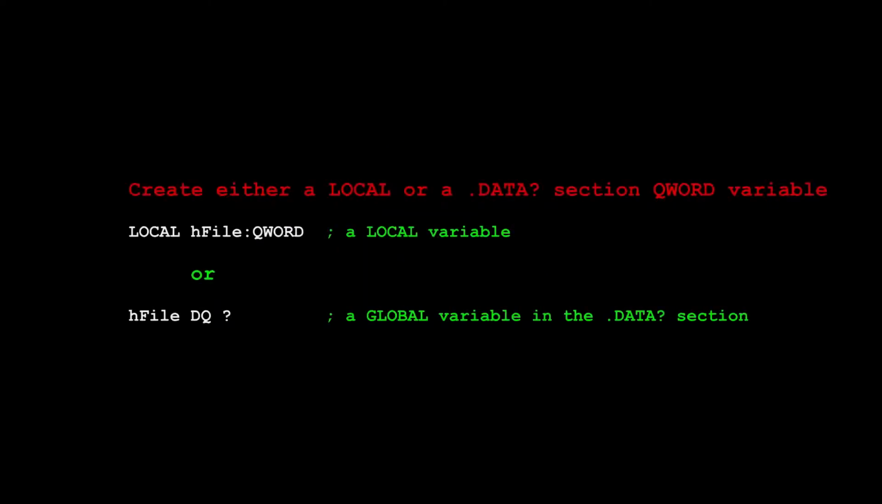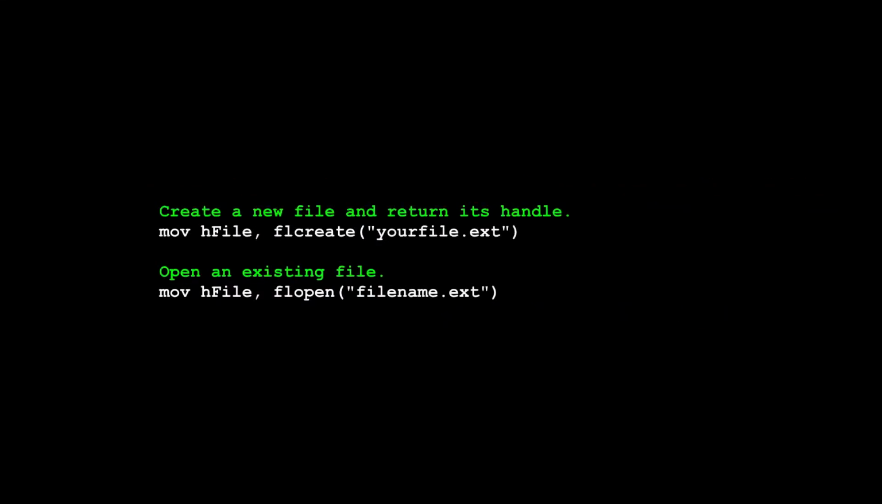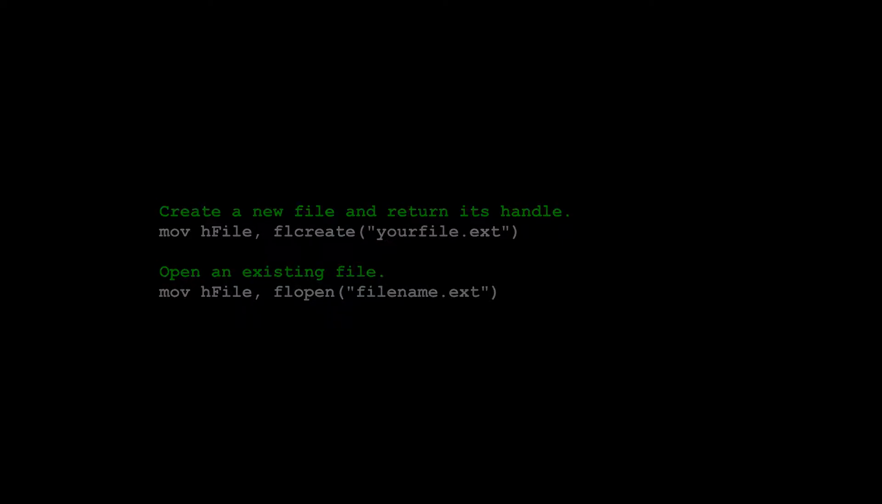The full set of macros are in the MASM64 macro file and are effectively wrappers around Windows system functions. This code is of course available in the macro file. The first thing you do is create a file handle. With the file handle, you can then either create a new file with the macro flcreate, or open an existing one with the macro flopen.